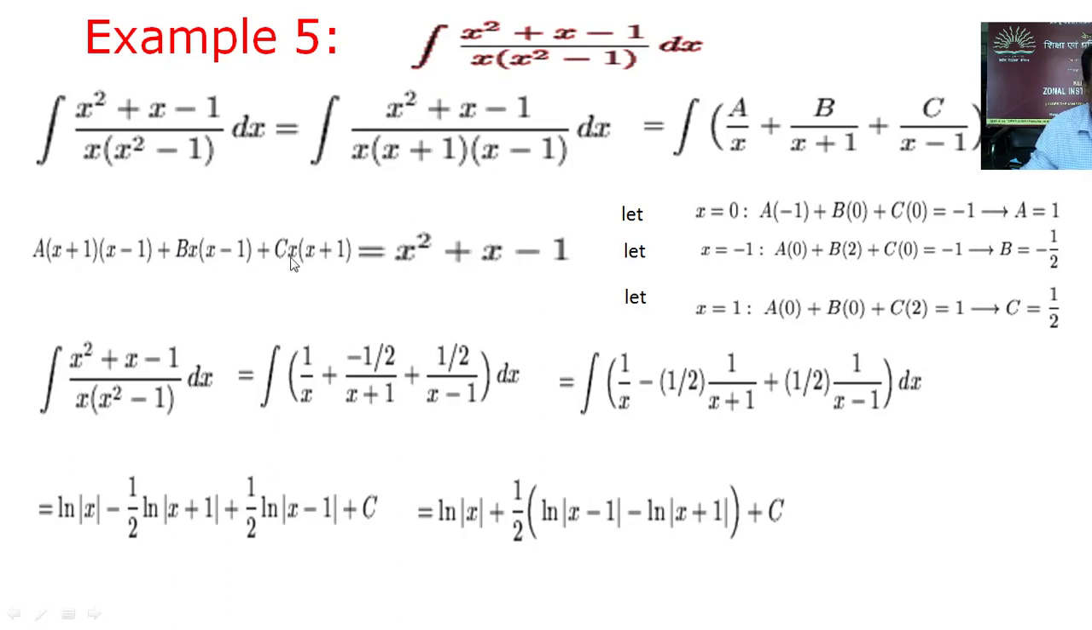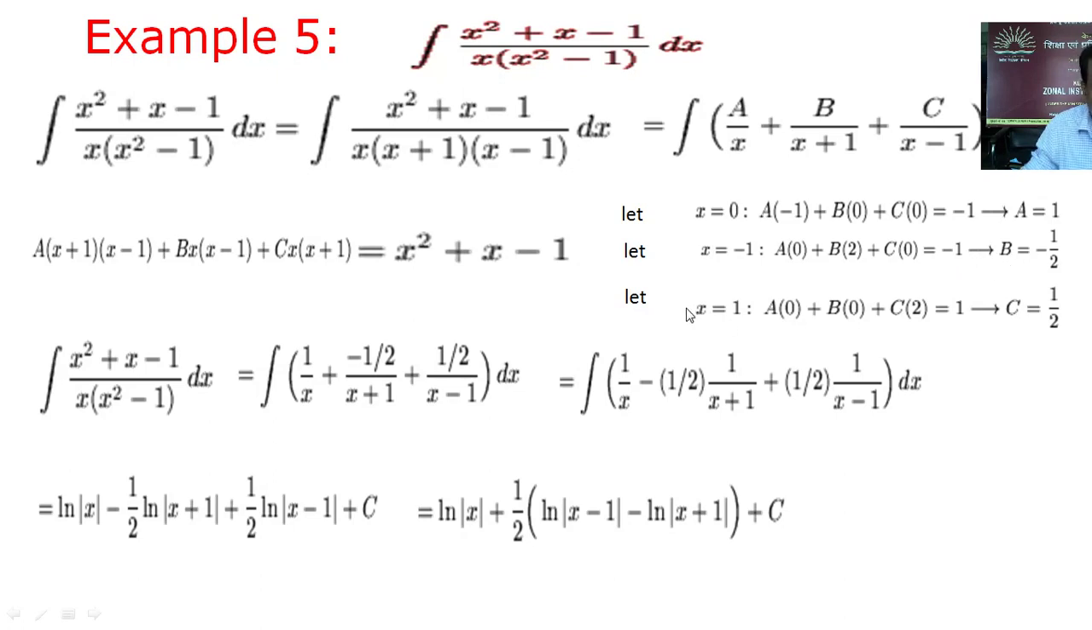Now we have three arbitrary constants a, b, c. Taking x is equal to 0, we will be left with a into minus 1 plus b into 0 plus c into 0 is equal to 0 plus 0 minus 1 is minus 1. So a becomes 1. Similarly, taking x is equal to minus 1, we will be left with a into 0 plus b into 2 plus c into 0. Again it is minus 1. So b becomes minus 1 by 2.